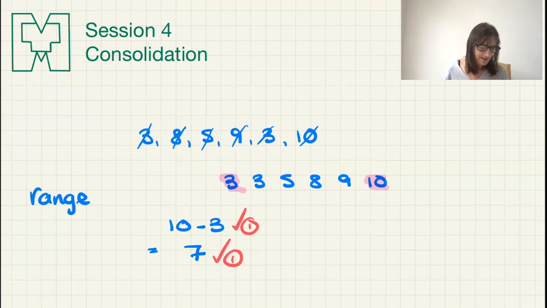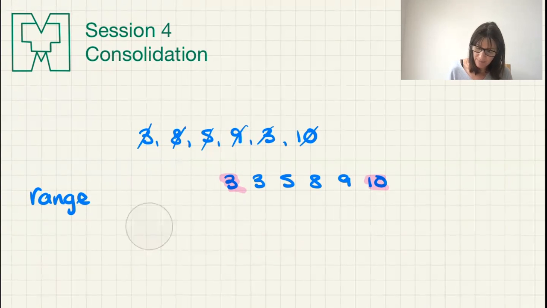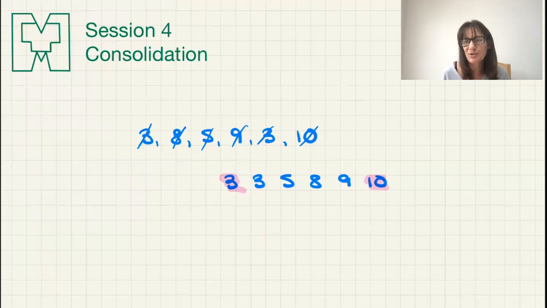Okay. Well, whilst we're here, why don't you tell me the mode? You should be able to just call that out. No need to pause. What is it? Okay, the mode is the most common. 3 comes up more than any other number there. So 3 is the mode.